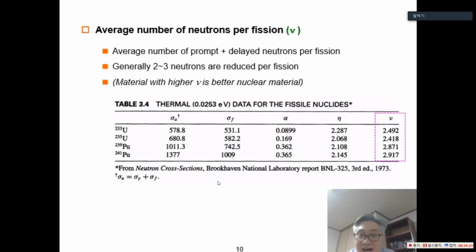And eta means neutrons emitted per absorption. Not all the absorbed neutrons undergo fission. So eta is always lower than nu. So sigma A, sigma F, and alpha, we know that expression. The next one is not N. This we call eta, ETA. And the next one is not V, it is nu, okay?